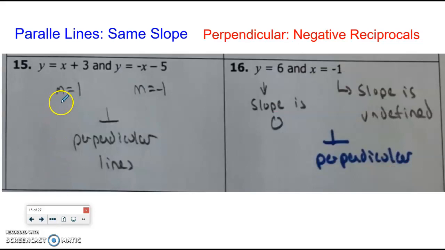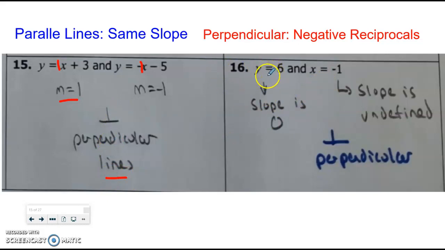So when I look at 15, both of these were actually written in slope-intercept form in a way. So like y equals 1x, so I could put a 1 there, plus 3, so you got a slope of 1. And then I got -1x minus 5, so that's a slope of -1. Those slopes are negative reciprocals of each other, so that means they're perpendicular.